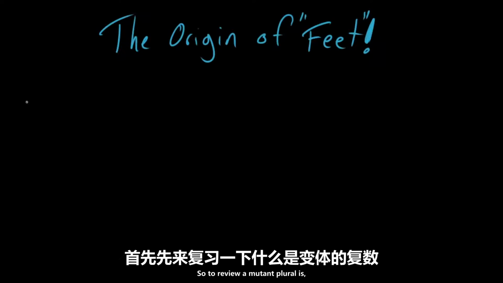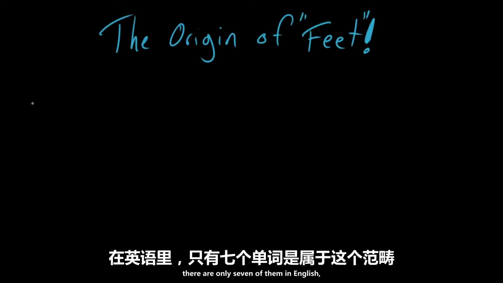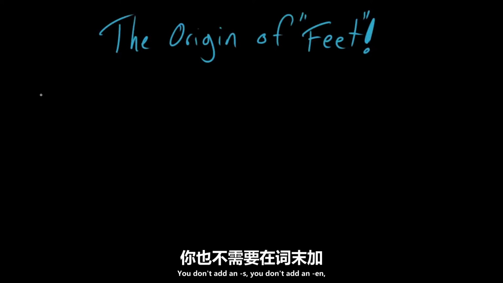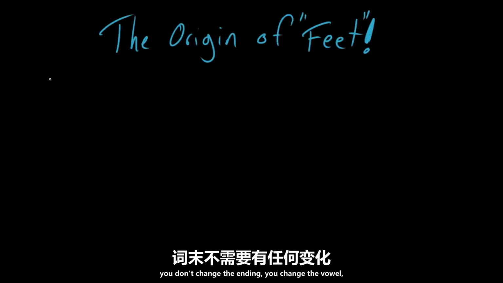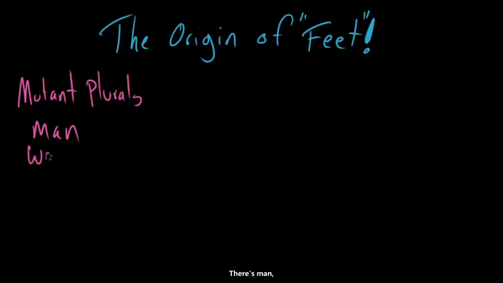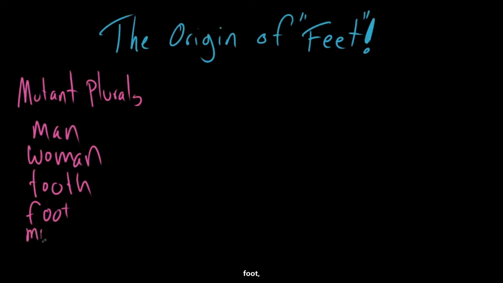So to review, a mutant plural is, there are only 7 of them in English, and they all change sound when they pluralize. You don't add an S, you don't add an EN, you don't change the ending, you change the vowel. And there are only 7. They go like this. There's man, woman, tooth, foot, mouse, louse, and goose.